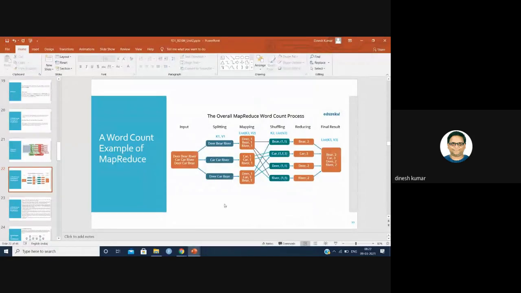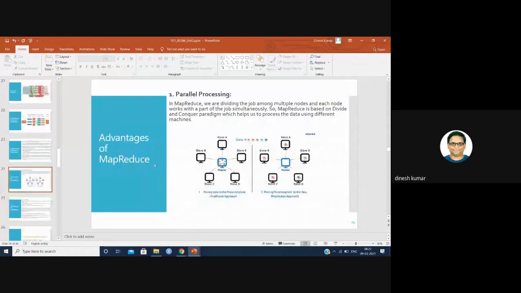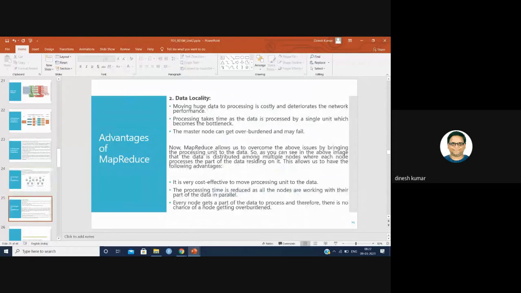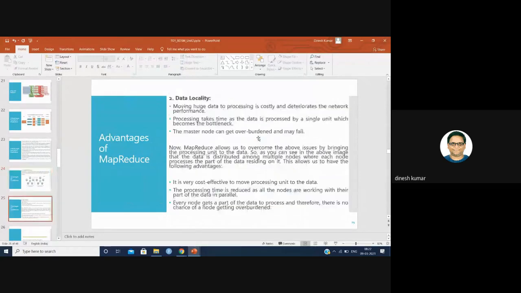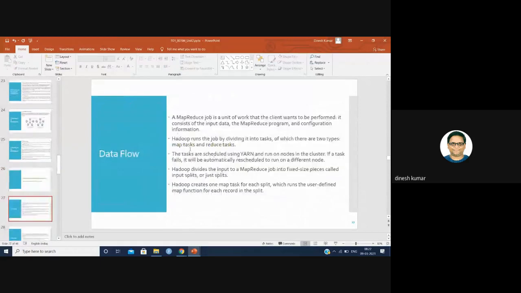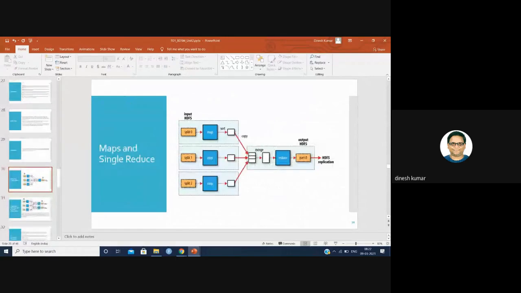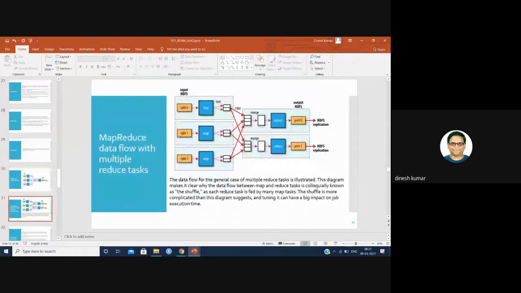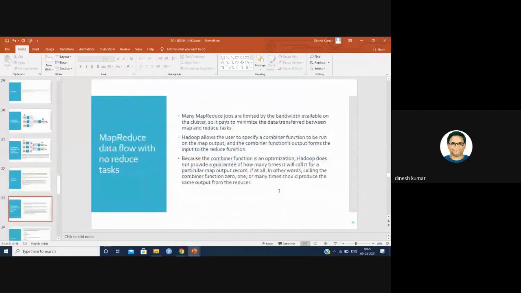Okay, so this is the example of word count, and what is the advantage of MapReduce. The main advantages of MapReduce are parallel processing and data locality, and some data flow in MapReduce, maps and single reduce. So we can see how these work. Okay. Map function, MapReduce data flow with no reduce task.